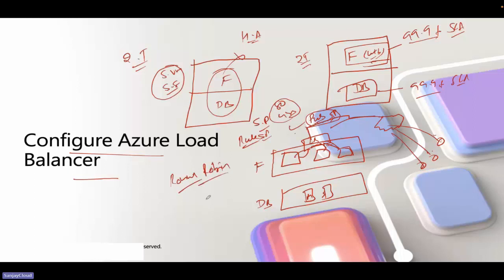Round robin. Any idea what is round robin algorithm? Round robin means load balancer will distribute incoming requests to backend instances evenly. Correct. So it means the first request will be sent to the first server, second will be sent to the second server, third, then fourth, then fifth, and sixth. So load balancer will distribute your requests evenly. That is called round robin algorithm.